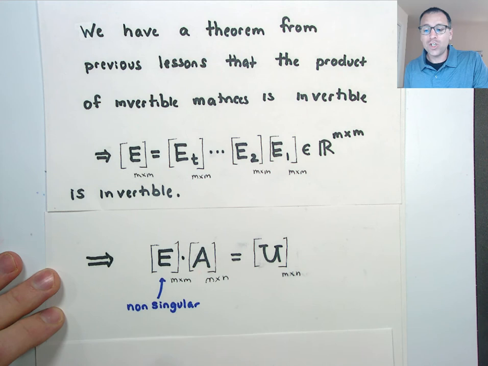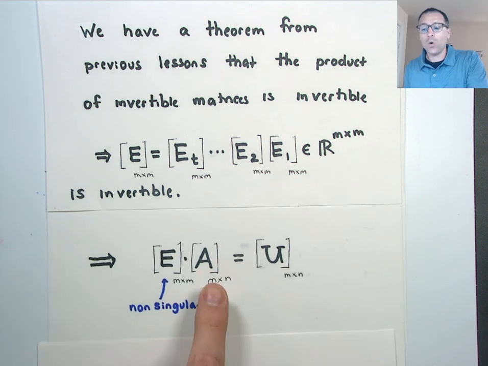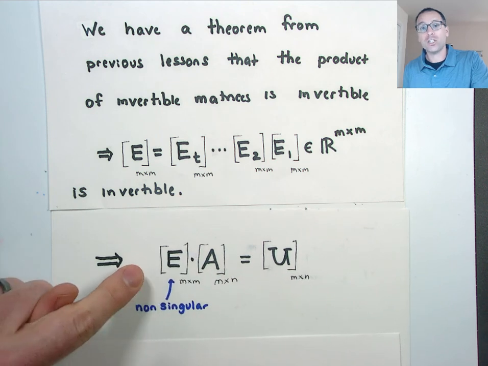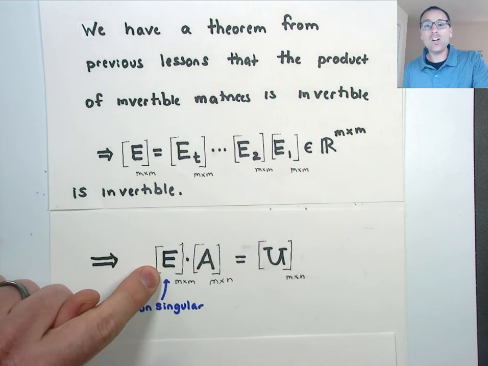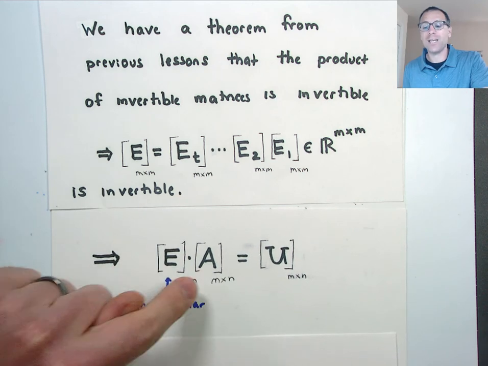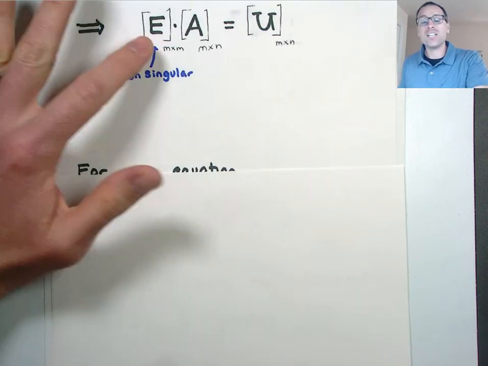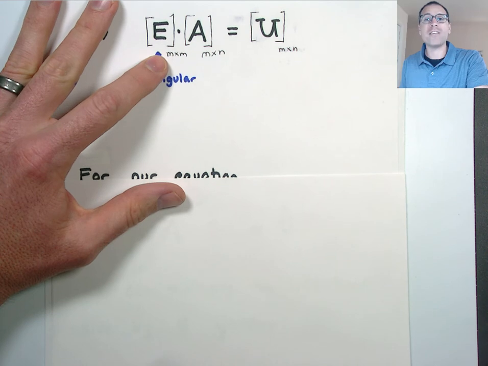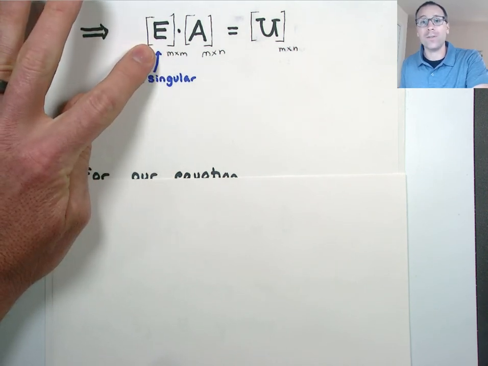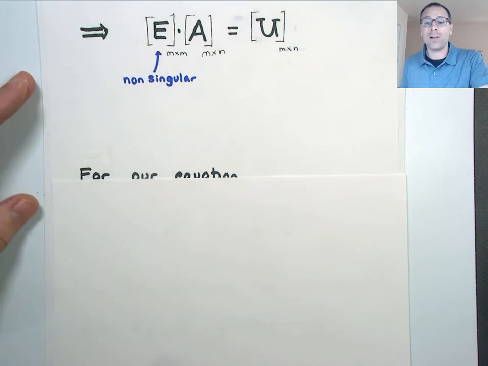Using that realization, I can say that in order to turn A into U, I can find, constructively in fact, a single non-singular matrix E such that E times A equals U. That matrix is, of course, the product of the elementary matrices, so it will take me some time and work to find those, as we saw in our last lesson.